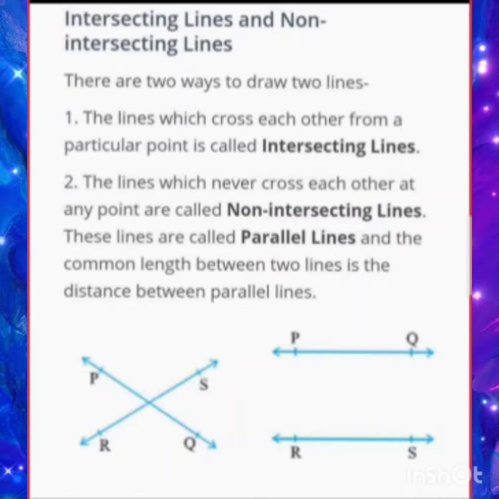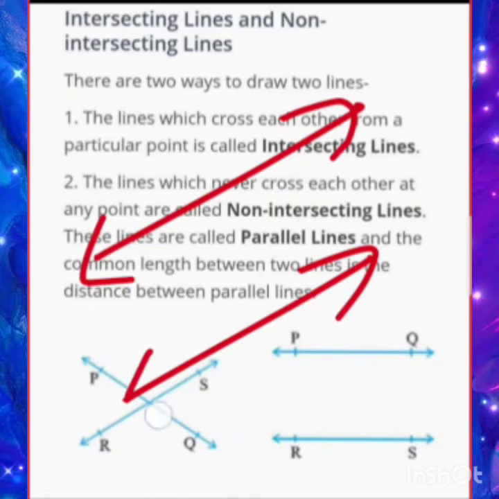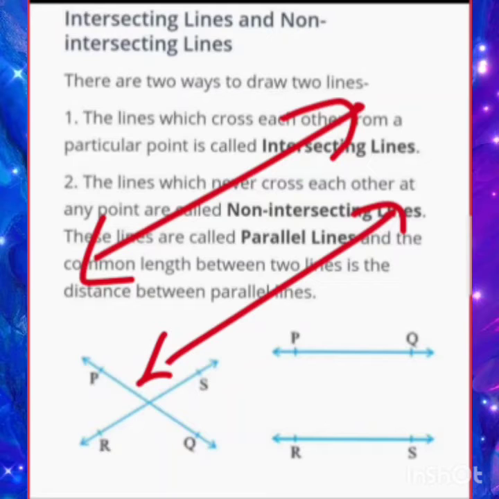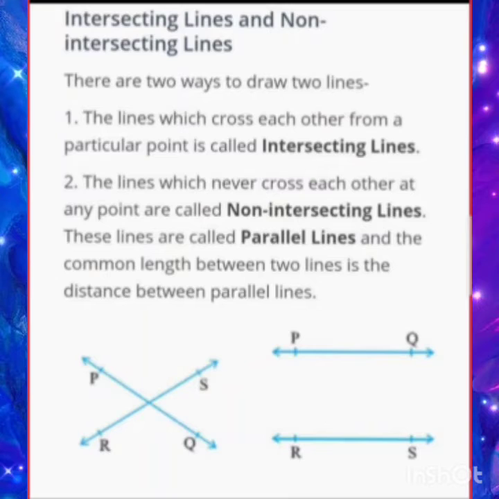One thing is very clear: if in any plane there are two lines, then they may have two conditions. The first condition is that they may intersect each other. If not, then they are parallel to each other, that is, not intersecting. Only under these two conditions can two lines exist in the same plane: either they are intersecting lines, or they are parallel lines. Got it?